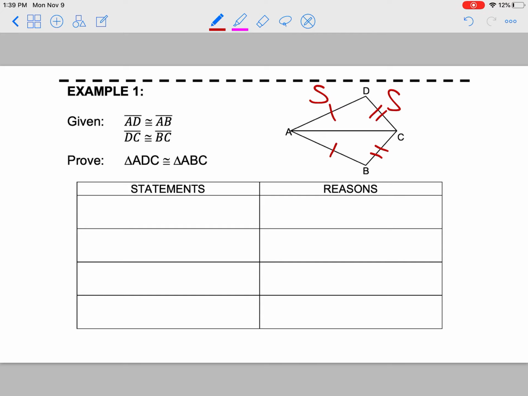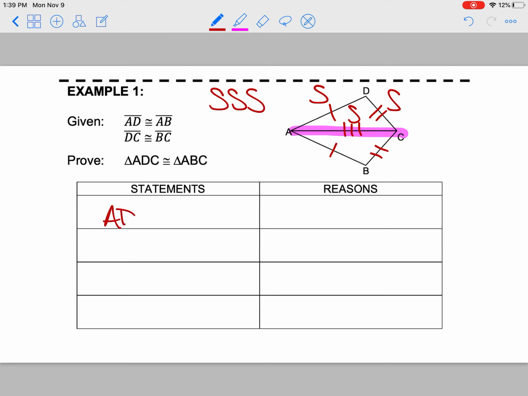But again, we need 3 congruencies to prove these triangles congruent. So we're going to look for, do we have vertical angles? No. Do we have a reflexive side? Yes, we can see here that they share side AC, and so that would be our 3rd congruency. So we're going to be using side, side, side, make a note of that, in order to prove these congruent.